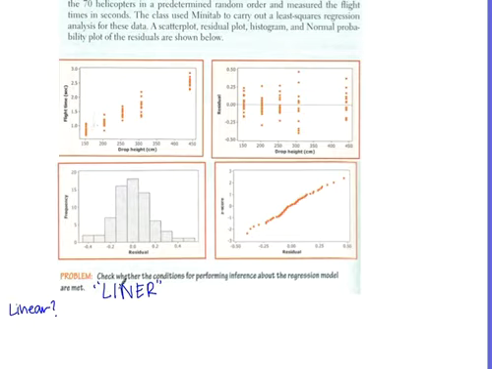All right, so if I'm going to check and see if something's linear, I'm going to have to look at the scatter plot, which is the first graph. So if I'm looking at the scatter plot, we can see that it has a clear linear form.